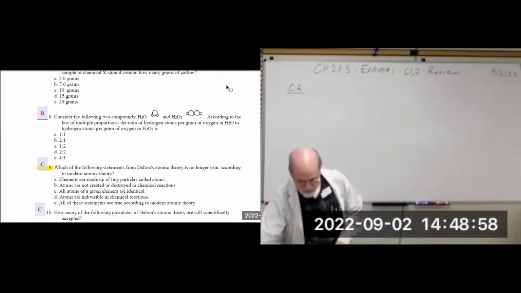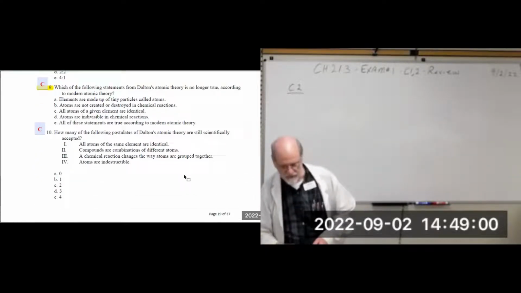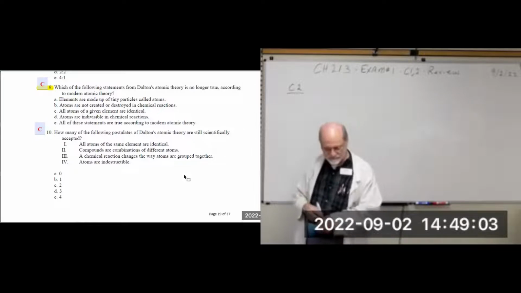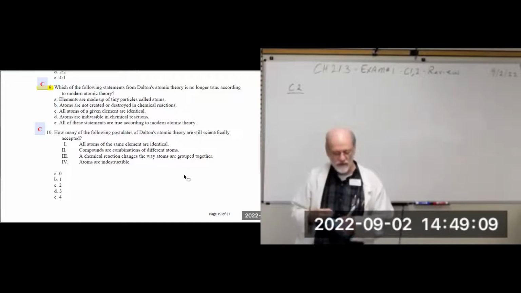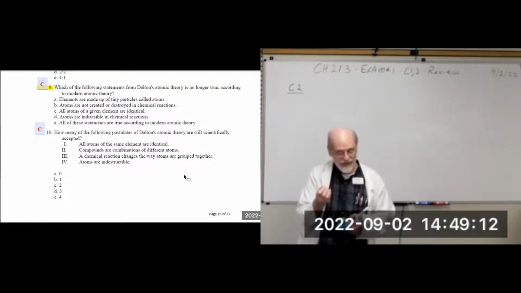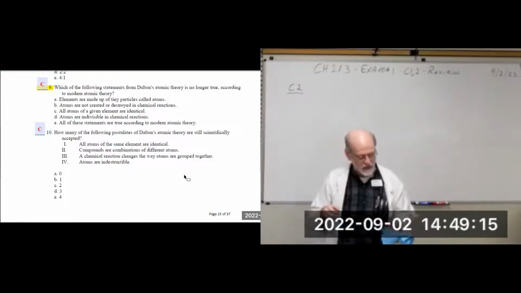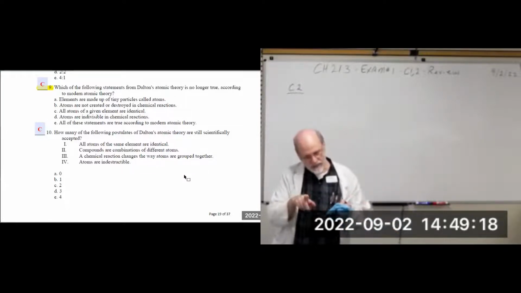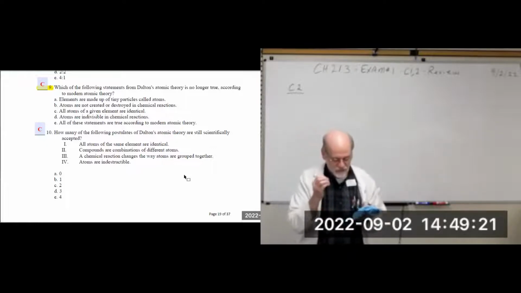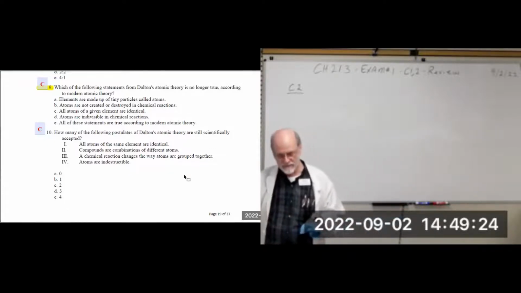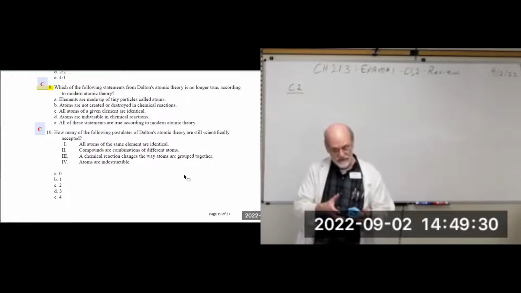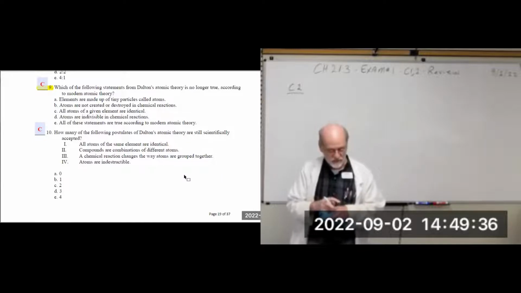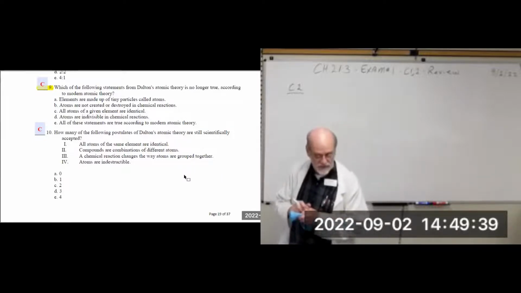Seven, 9. Which of the following statements from Dalton's atomic theory is no longer true? Okay, so Dalton said that all matter was composed of a simple particle, the atom, just like the Greeks did. Only he said every element has its own unique atom. So the atom of gold is different than the atom of carbon. But he said within that pure element, all the atoms that are in there are identical.